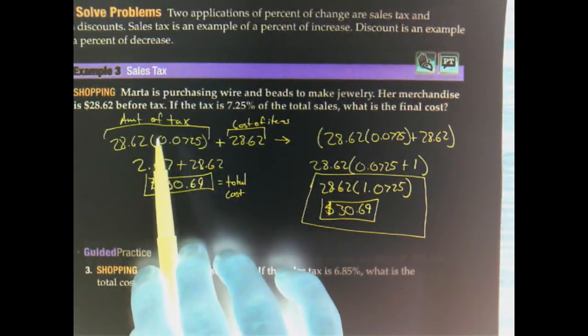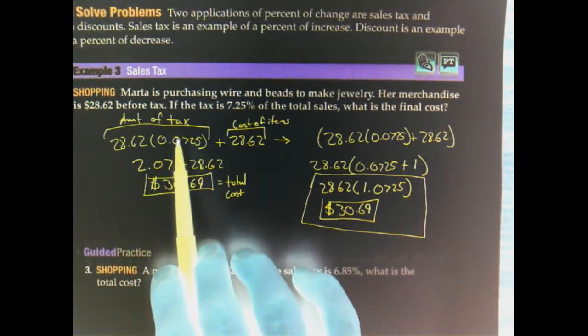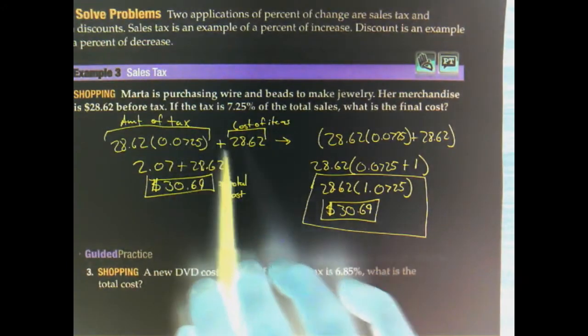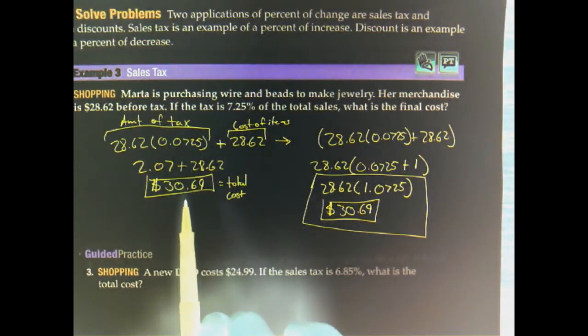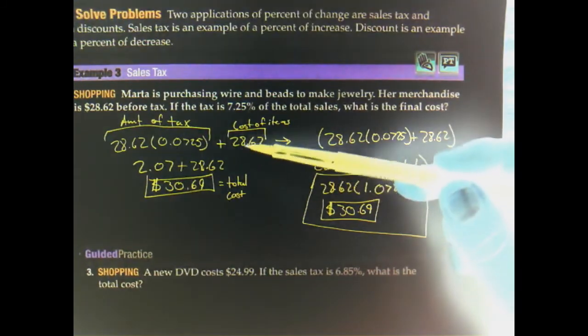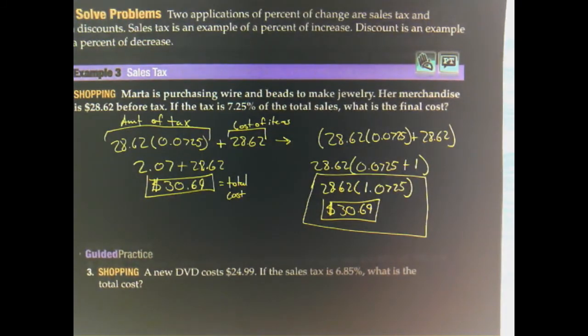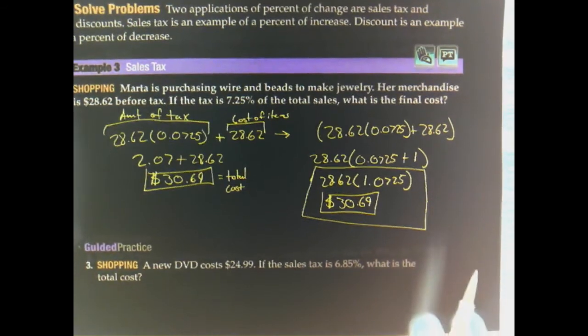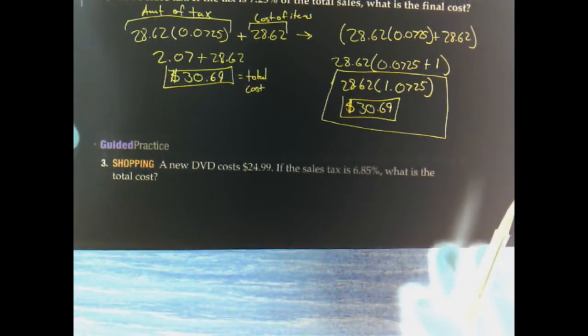Okay, I feel it's pretty easy to remember. You take the cost of all your items plus the amount of tax to get the total cost. Okay, you can do that, and you know what? It's one extra step. It's not a bad method, but this is a shortcut that a lot of people will use. So go ahead and pause the video and try number 3 on your own.